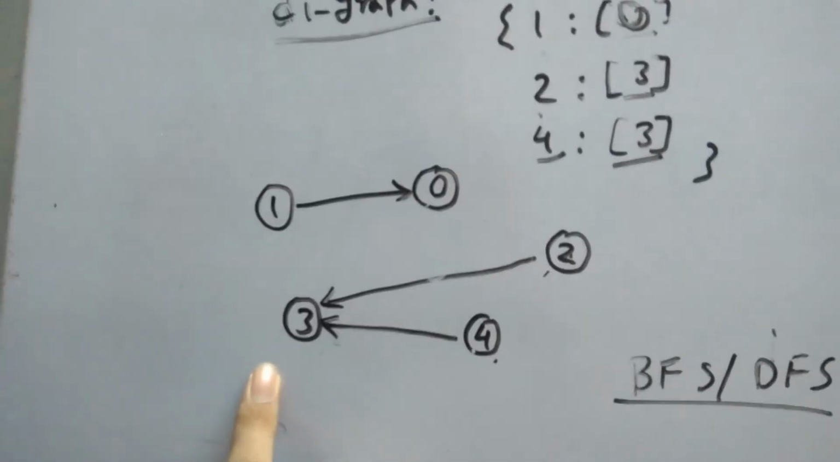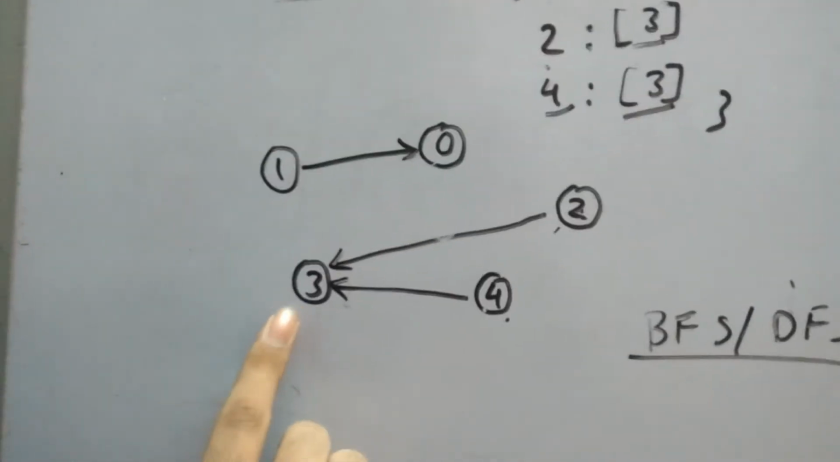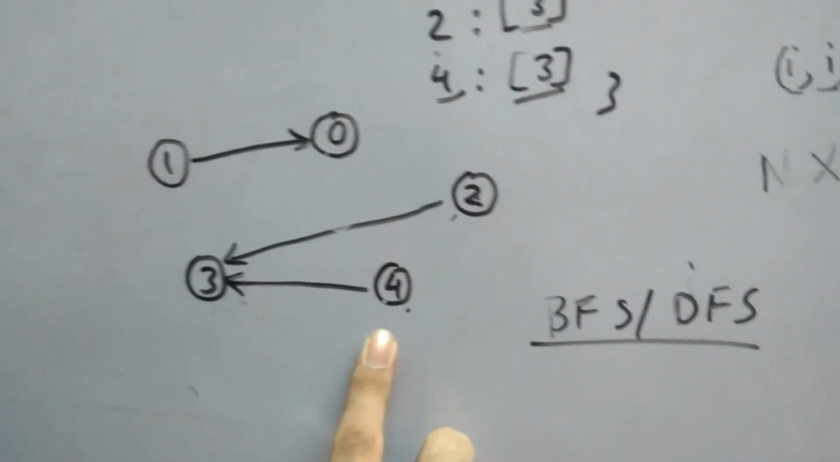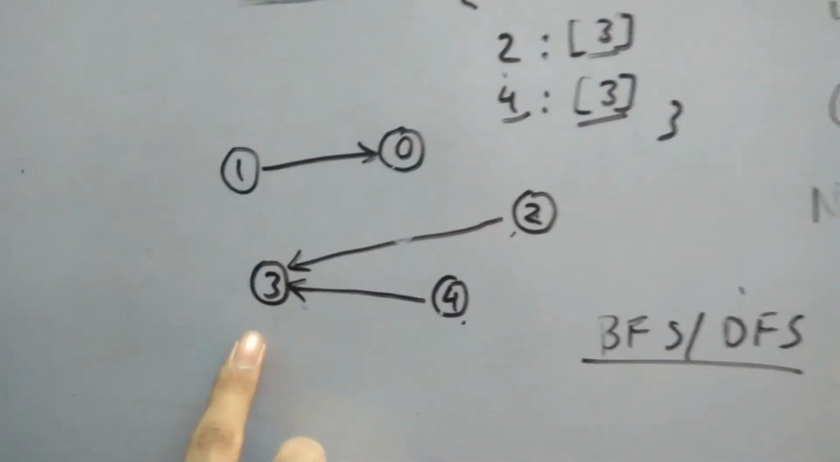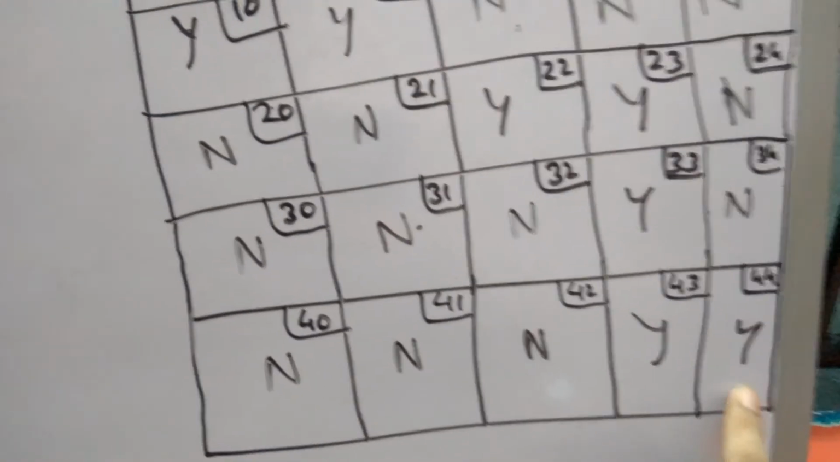From 3 we can see there is no path, no outgoing edge. So for 3 only 3 3 will be yes, and all the rest are no. And for 4 also, again DFS or BFS, we can only reach 3. So that's why 4 3 is yes, and 4 4 is also yes by default, and the rest of them are no. So this is our algorithm.